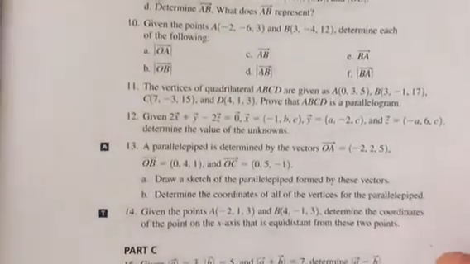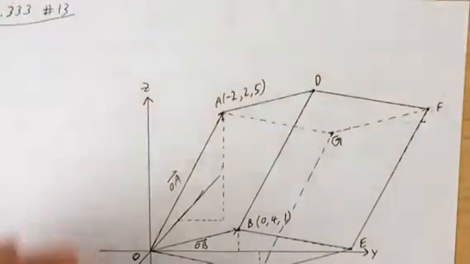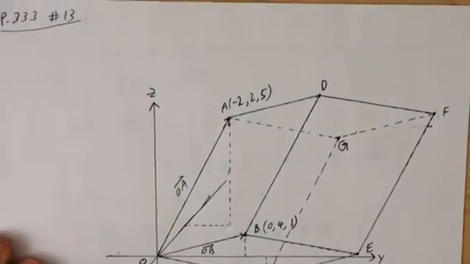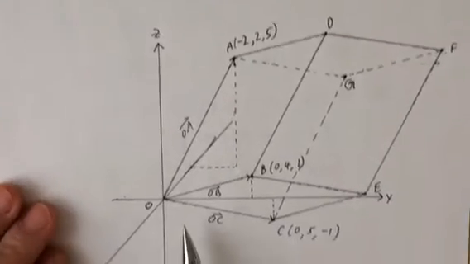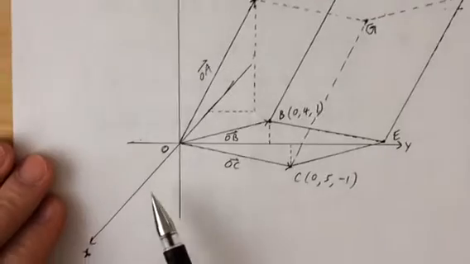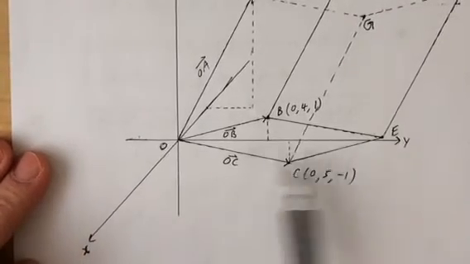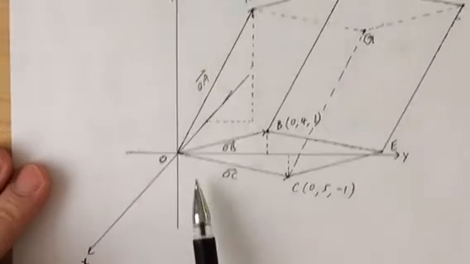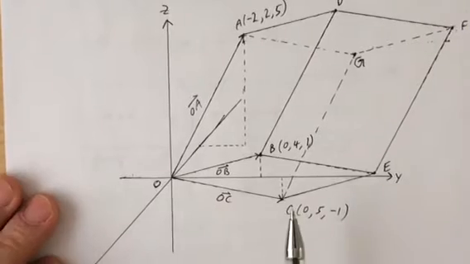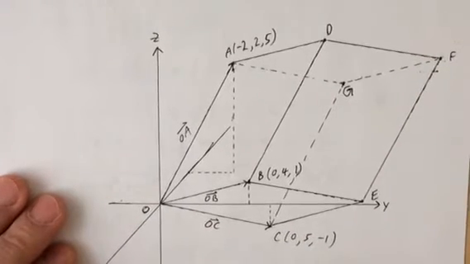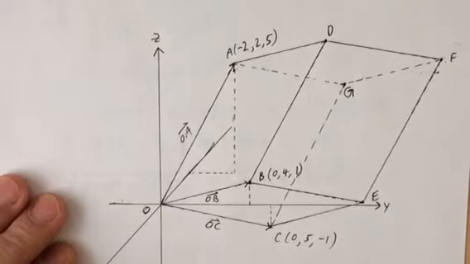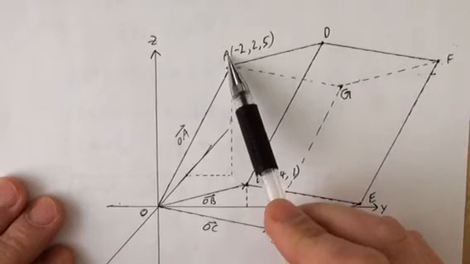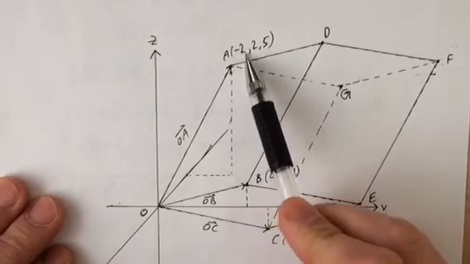So first we have to draw this. And I'm going to jump right to my diagram of it, and I'm going to explain how I got this diagram. Okay, so page 333, number 13. First of all, we draw in the X, Y, and Z axes. Okay. Then we want to plot the vector which is OA, -2, 2, 5. So there's point A, -2, 2, 5.